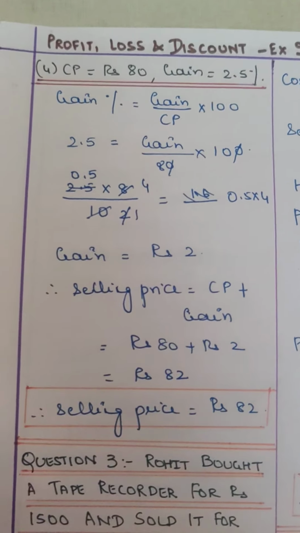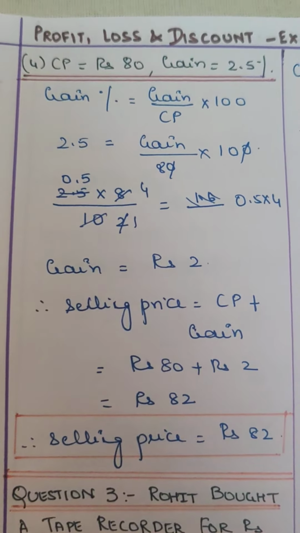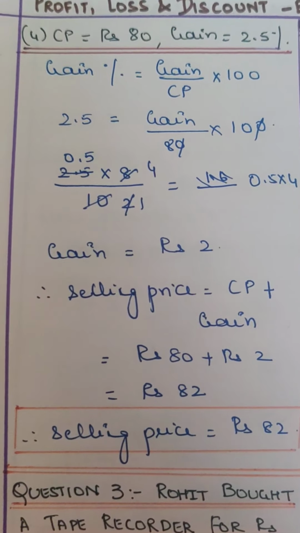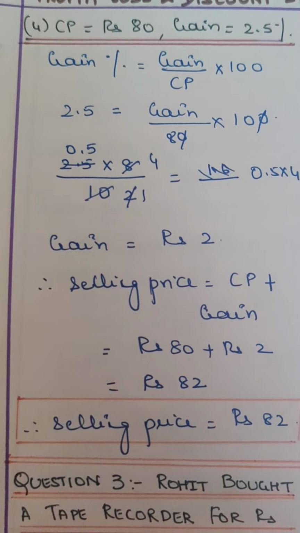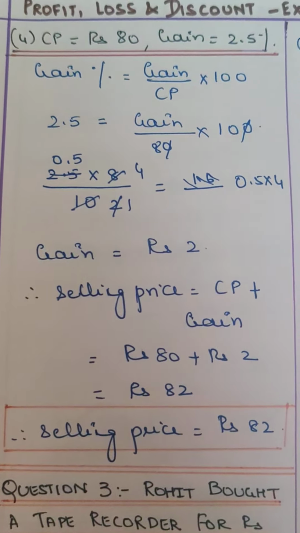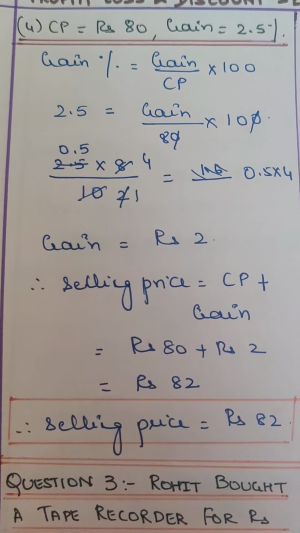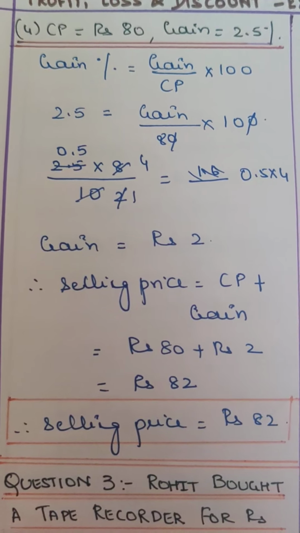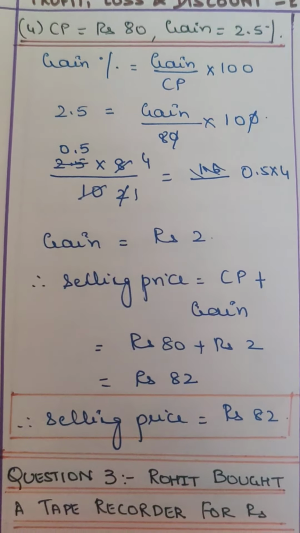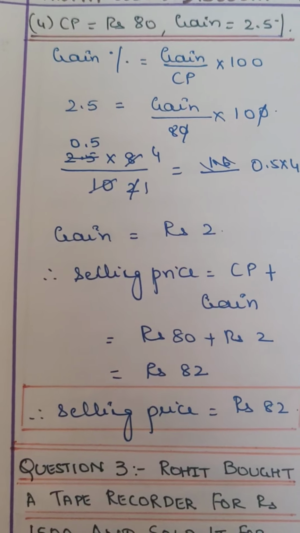Moving on to the fourth sum, cost price is equal to 80, gain is equal to 2.5%. Gain percent is equal to gain by cost price into 100, that is 2.5 is equal to gain by 80 into 100. On simplification, you get 0.5 into 4, therefore gain is equal to rupees 2. Therefore, selling price is equal to cost price plus gain, that is equal to rupees 80 plus rupees 2, that is equal to rupees 82. Therefore, selling price is equal to rupees 82.